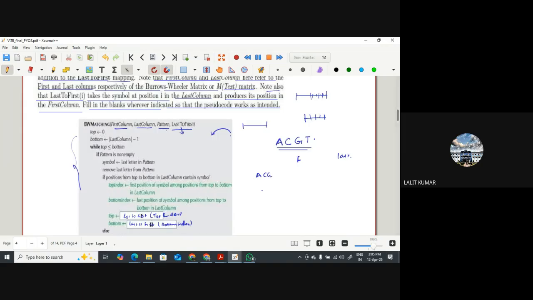So your pattern will become ACG. You get the first column, you get the last column, and your last to first is nothing. It will be the Burrows-Wheeler transformation from here to here, and try to solve it. You will get the same answer.